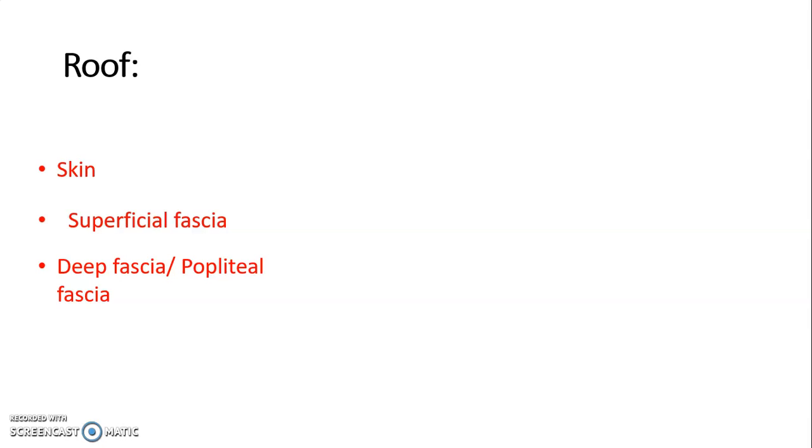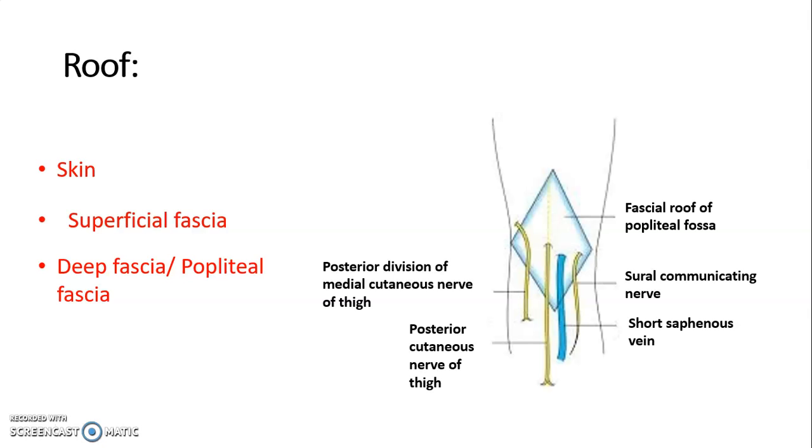Roof of the popliteal fossa is formed by skin, superficial fascia and deep fascia, which is also called popliteal fascia. The roof has numerous contents in it, which include sural communicating nerve. This is the sural communicating nerve. Then short saphenous vein, posterior cutaneous nerve of thigh, and posterior division of medial cutaneous nerve of thigh. These all are included in the roof of the popliteal fossa.